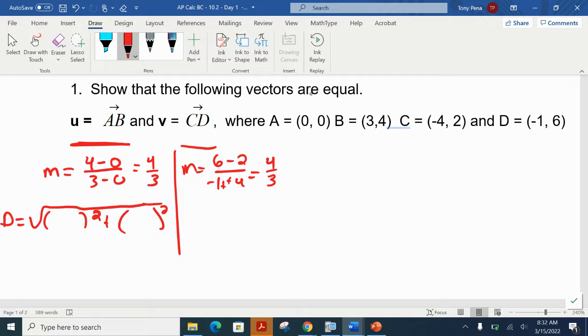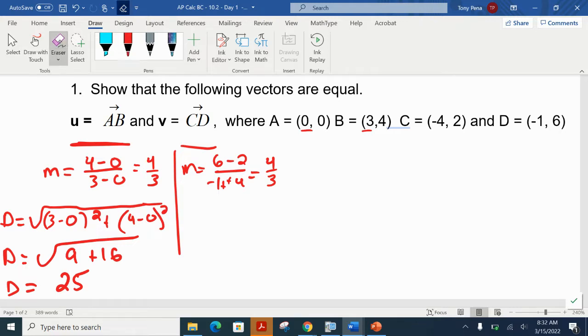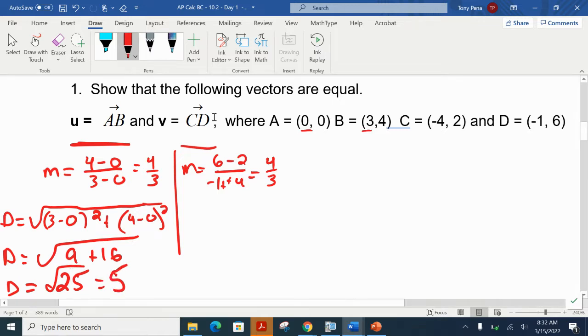So I'm going to be doing 3 minus 0 squared. This is for A: 3 minus 0 squared, and then 4 minus 0 squared. Going to get a 25 in there. The magnitude of that vector, the length of that vector of those 2 points, is square root of 25, which is 5. All right, so that directed line segment drawn from A to B has a length of 5.